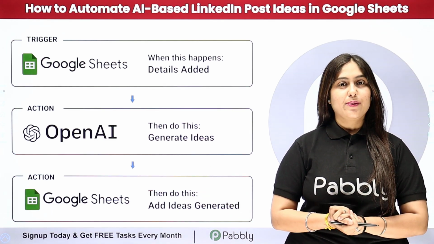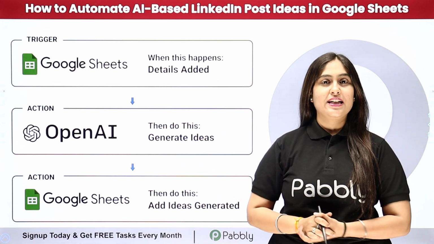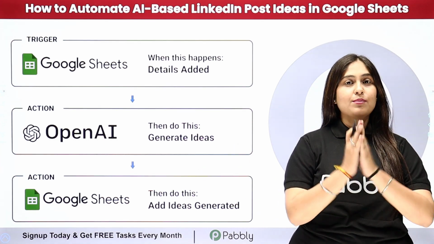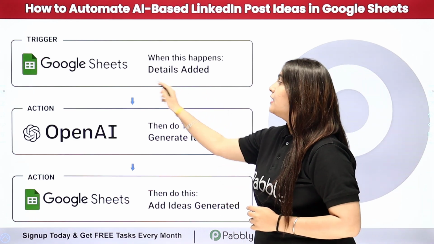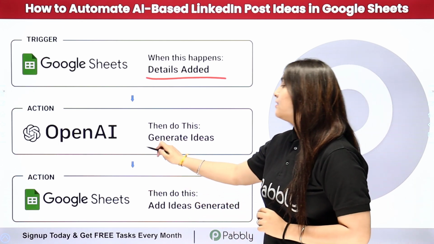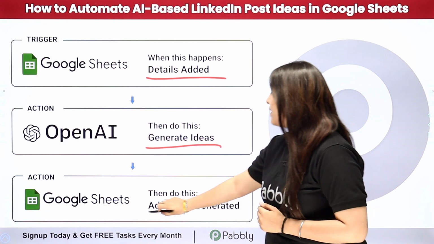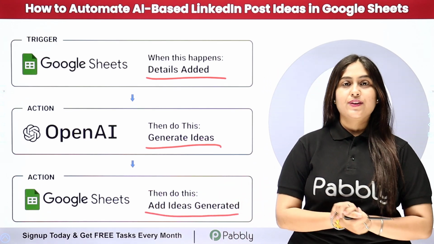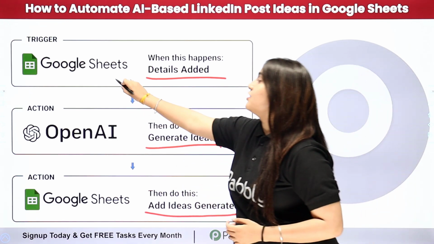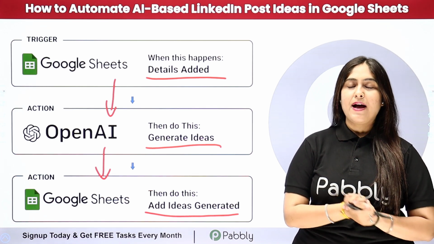In this video we are going to understand how to automate AI-based LinkedIn post ideas in Google Sheets. As a creator, I regularly post on my LinkedIn account, and my objective is that when I add a new detail in my Google Sheet, OpenAI should automatically use the detail to generate LinkedIn post ideas, and after generating the ideas, that idea should automatically be added in my Google Sheets under that specific column. To automate the entire process, I need to connect my Google Sheets with OpenAI and Google Sheets again using an automation software named Pabbly Connect.